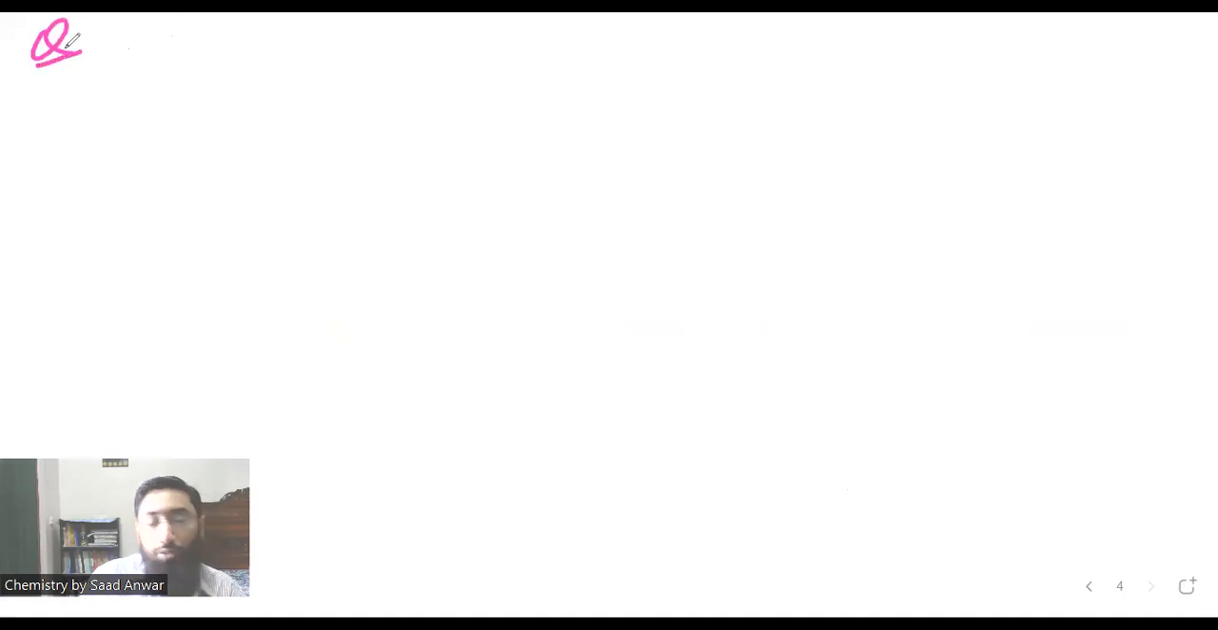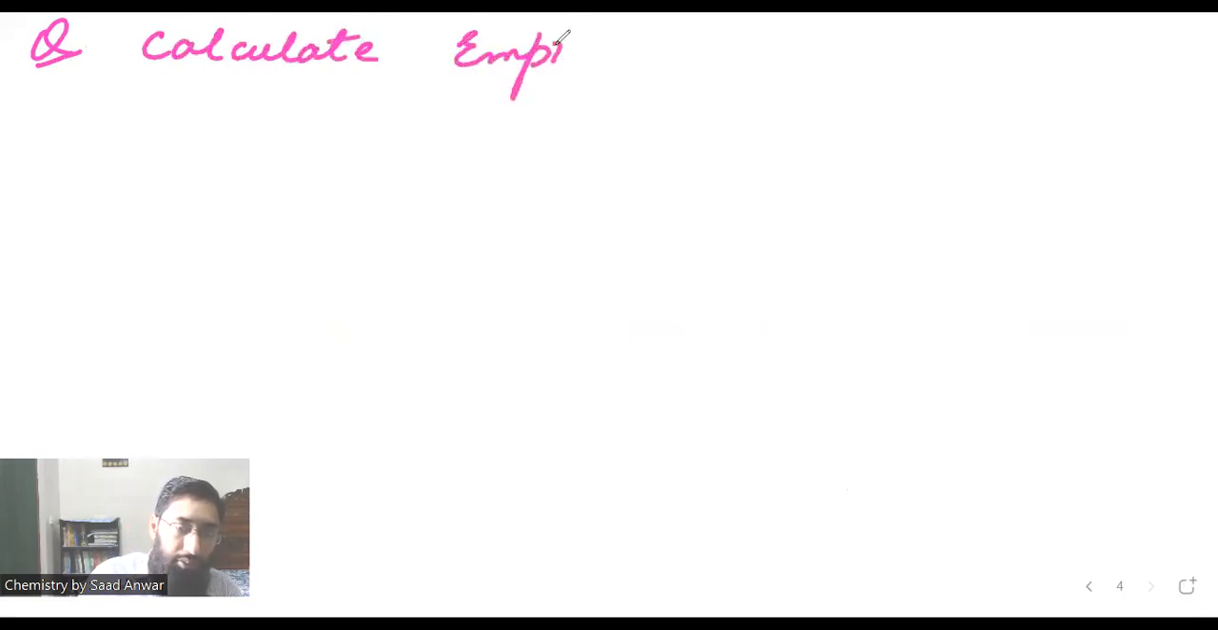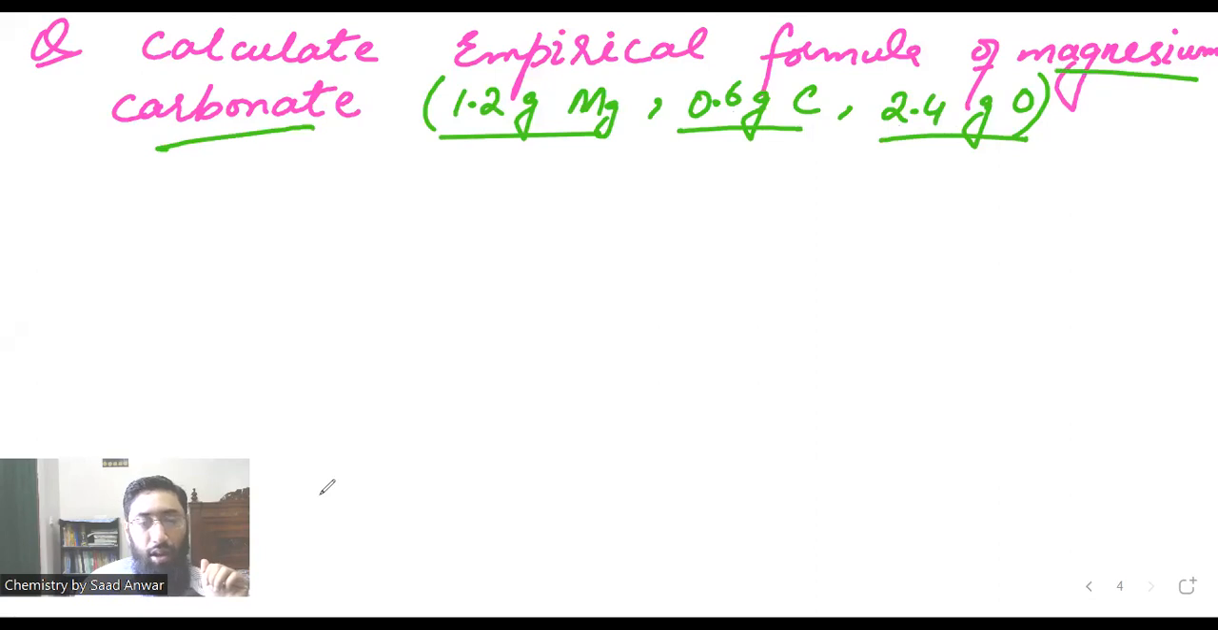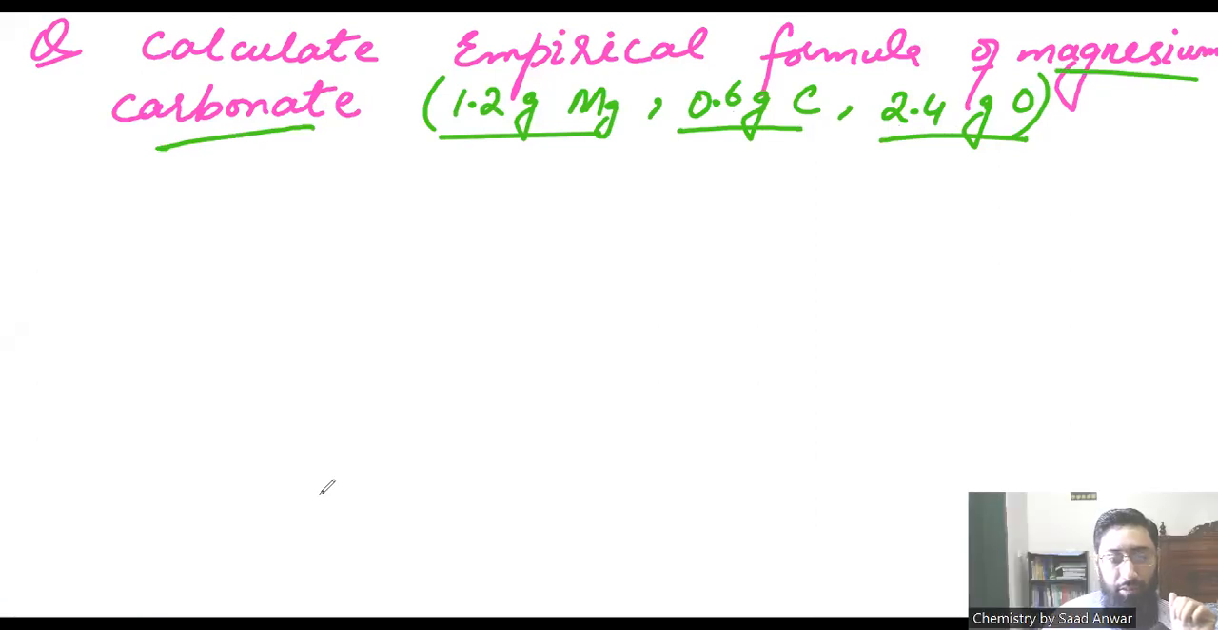In this question, we again have to figure out empirical formula. Let me write the question first. So guys, welcome back. Now we have to calculate empirical formula. The data is 1.2 gram magnesium, 0.6 gram carbon, 2.4 gram oxygen, and the compound is magnesium carbonate, and we have to calculate its empirical formula. And the procedure is again pretty much simple.